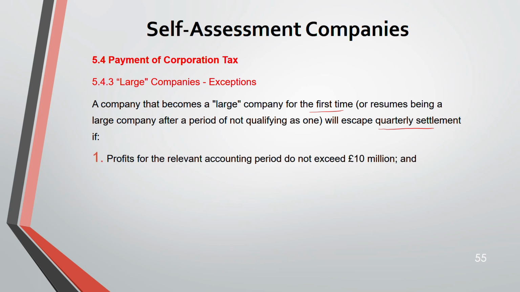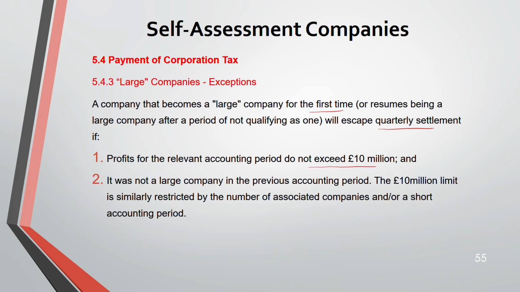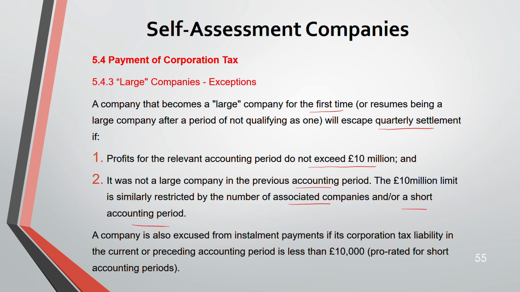This applies if profits for the relevant accounting period do not exceed 10 million and it was not a large company in the previous accounting period. The 10 million limit is restricted by the number of associated companies or a short accounting period, same as the 1.5 million limit. Now, a company is also excused from the installment payments if the corporation tax liability in the current or the year before that is less than 10,000. This 10,000 is also prorated for a short accounting period.